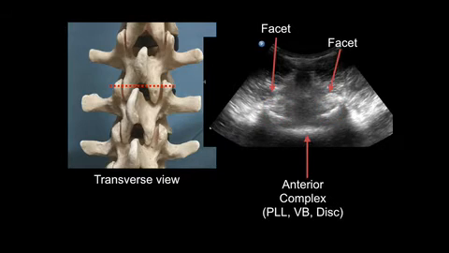Take this time to look back and forth between the transverse view on the model with the ultrasound image and make sure you can identify all of the various structures. The yellow dot indicates the approximate location of the spinal cord in relation to these other structures. The dura would be located slightly posterior to this yellow dot.